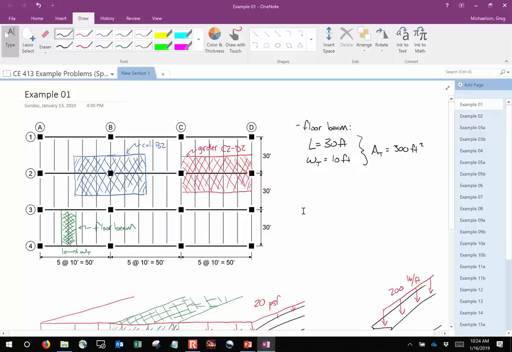Now, let's go back to the floor system. I want to talk about that girder because there are two different ways I could go about analyzing it, and I want to look at each one. The first is to treat that girder exactly like you would a floor beam. What is the tributary width of that girder? The tributary width? 30 feet. This distance is 30 feet.